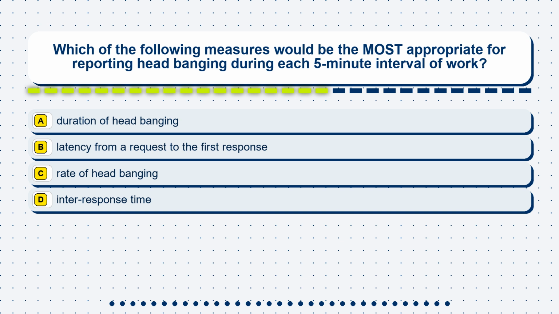Question 11. Which of the following measures would be the most appropriate for reporting head banging during each 5-minute interval of work? Option A, duration of head banging. Option B, latency from a request to the first response. Option C, rate of head banging. Option D, inter-response time.